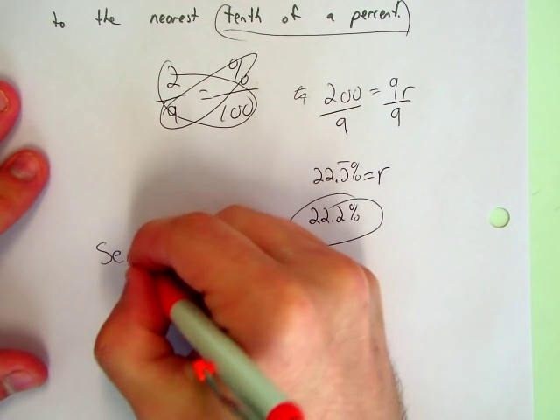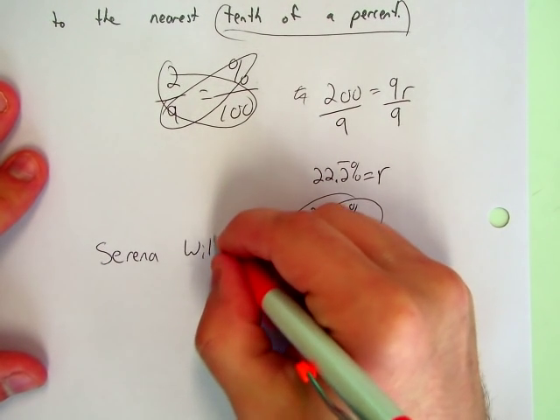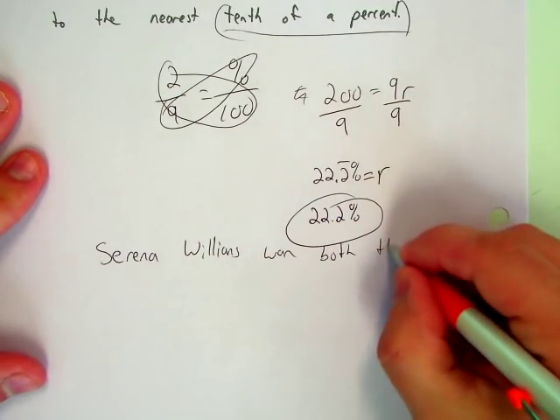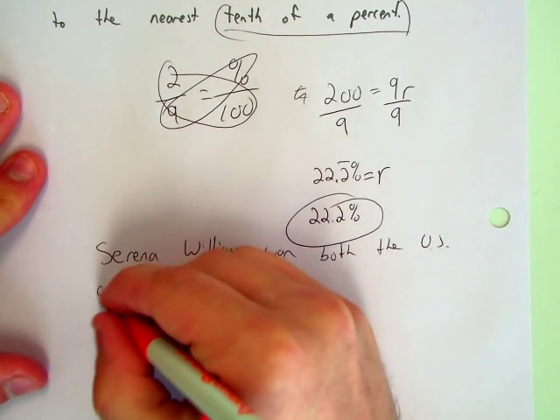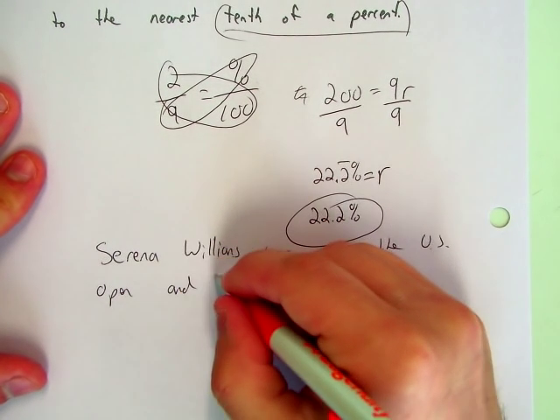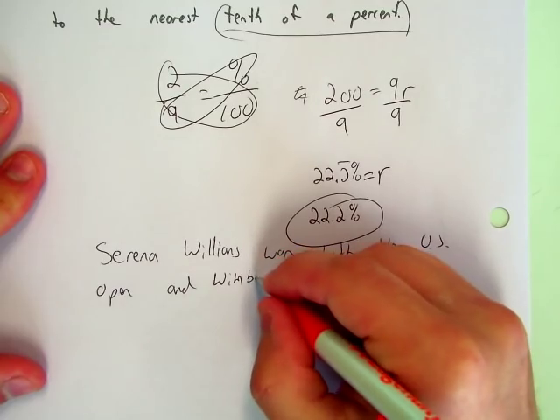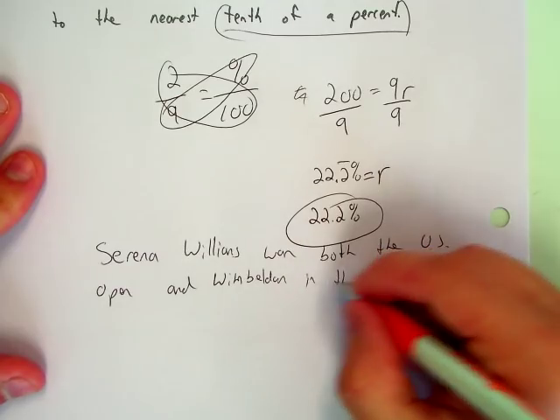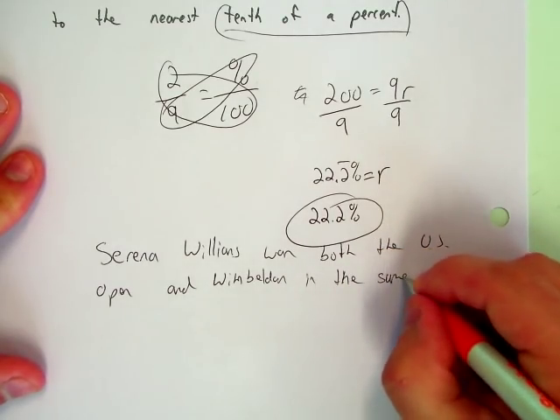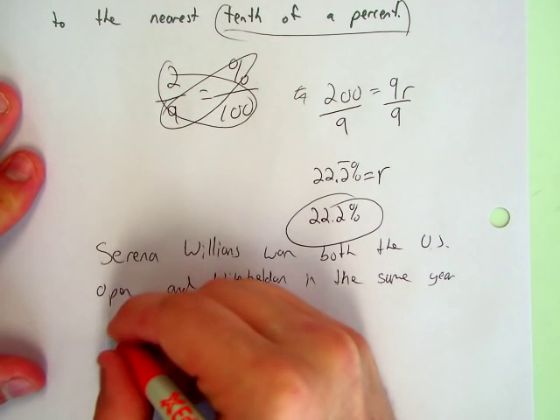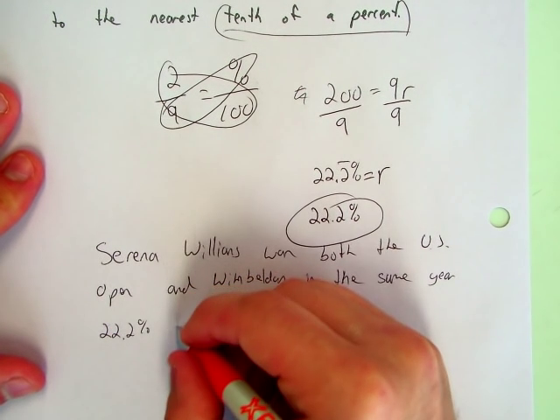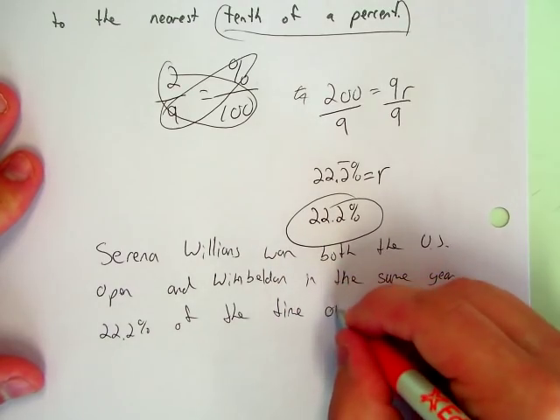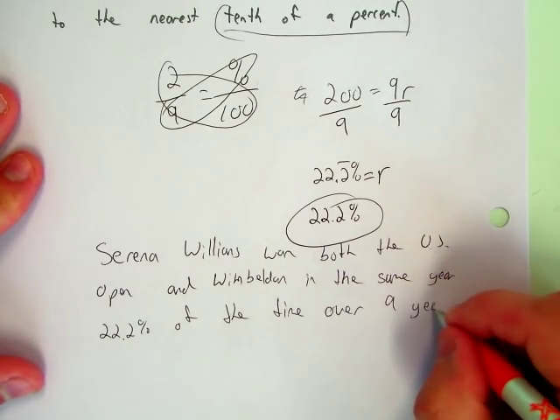And if we answer in the form of a sentence, it says Serena Williams won both the U.S. Open and Wimbledon in the same year, 22.2% of the time over 9 years.